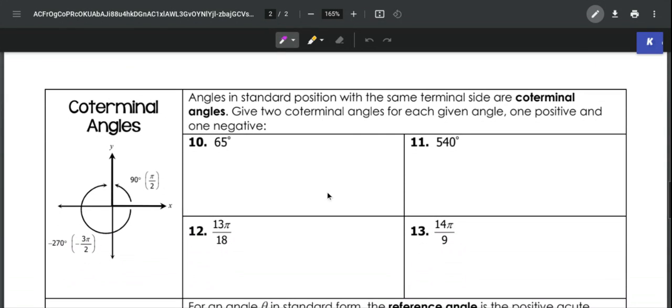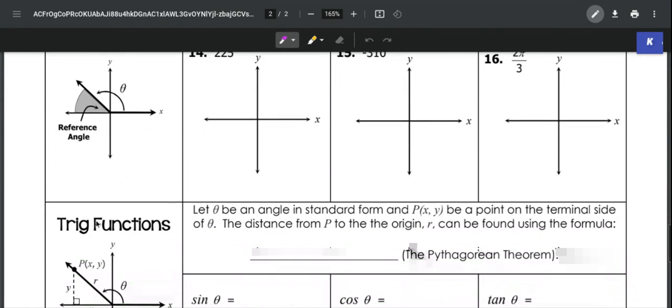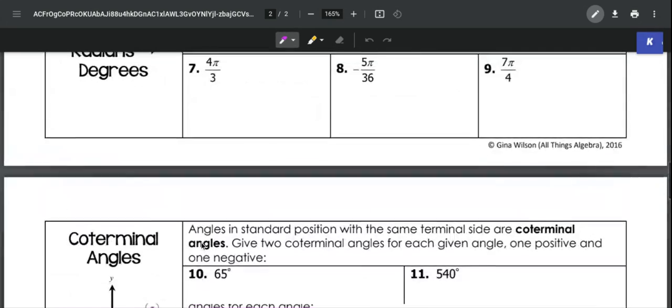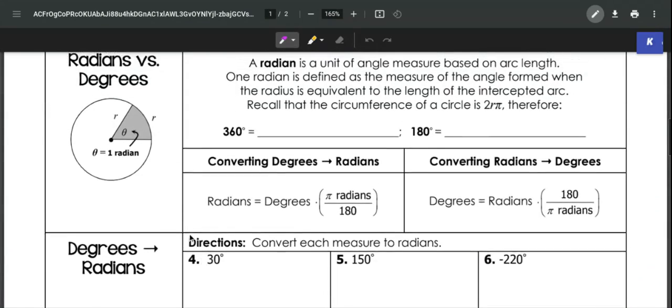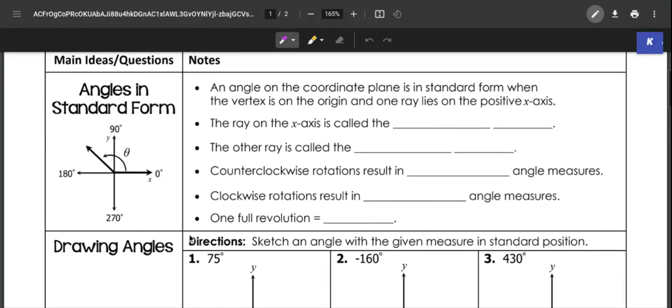Then we're going to look at a few different topics. So we're going to look at coterminal angles, reference angles, and then we're going to be using or applying some of our trig functions to some of this. So this is going to be a big section. We may have to break it up depending on how quickly we get through everything in class. But I'm going to try to make this video as short as I can without leaving too much information out.